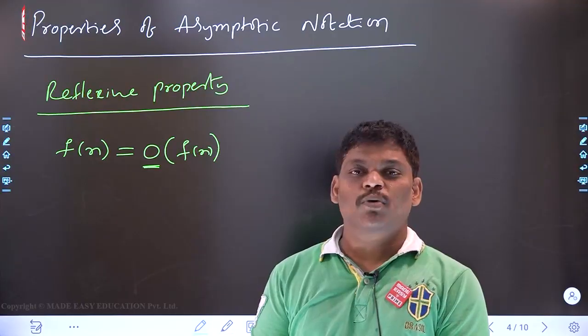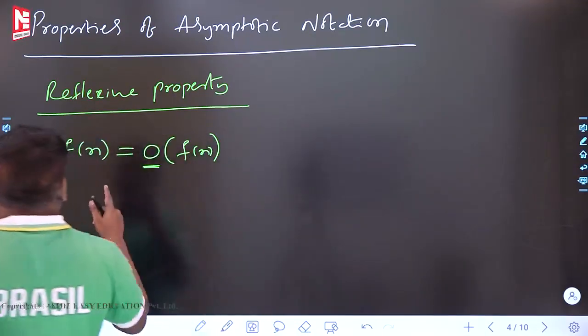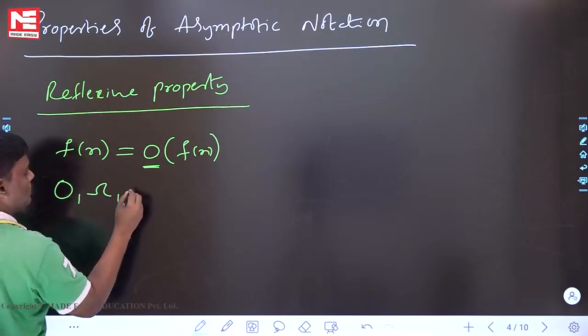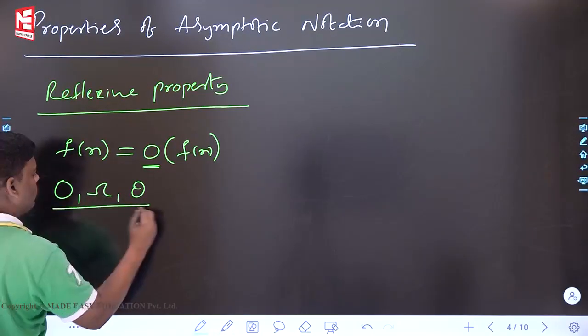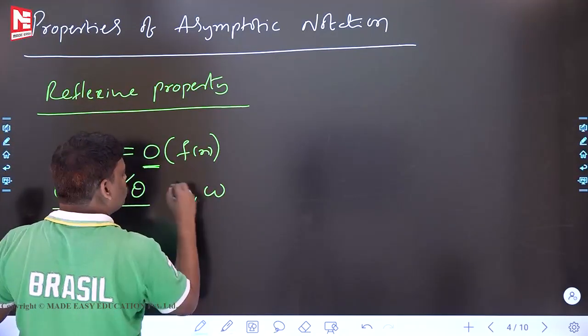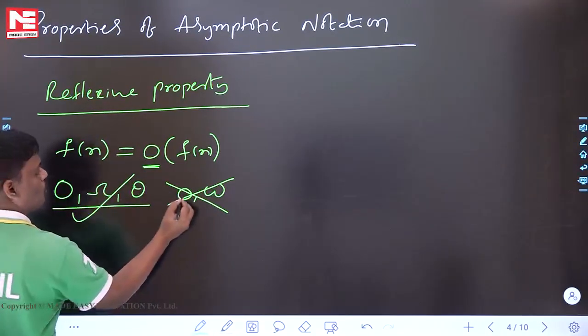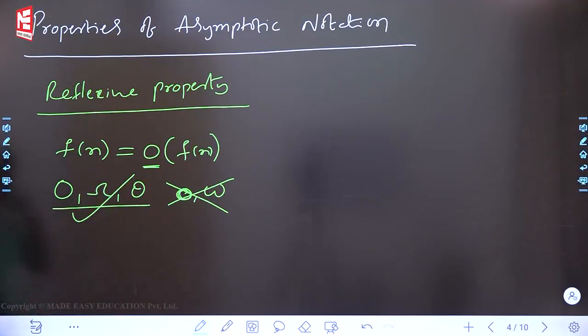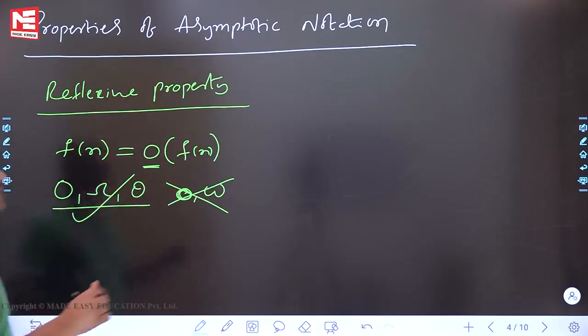Small o, no chance. Small omega, no chance. Let me write now. Reflexive property: big O pass, omega pass, theta pass. These three pass. Small o fail. Small omega also fail. That's fine. So for the reflexive property, big O, omega, theta are satisfied. The remaining ones fail. Reflection means both sides are the same. Let's see one more.